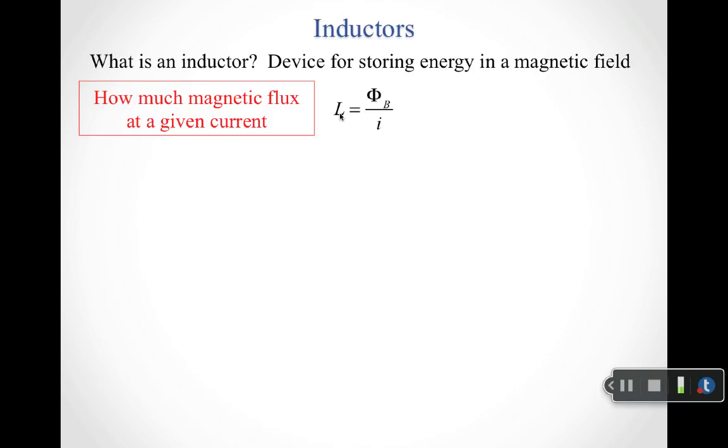And just like we talked about with the capacitance for a capacitor or the resistance for a resistor, this is something that basically depends on the geometry, the makeup of the inductor. It doesn't depend on how much current's flowing through it.